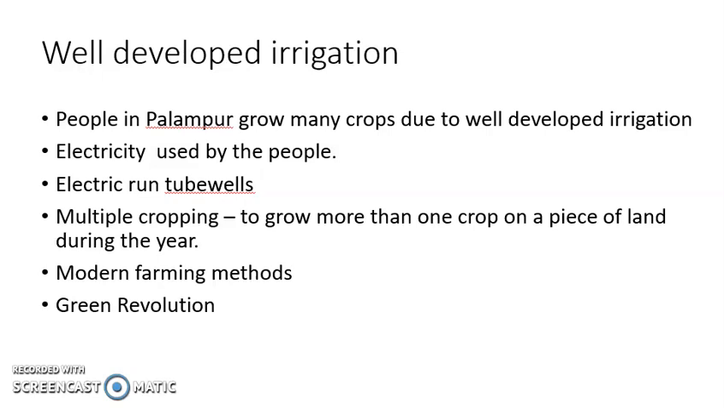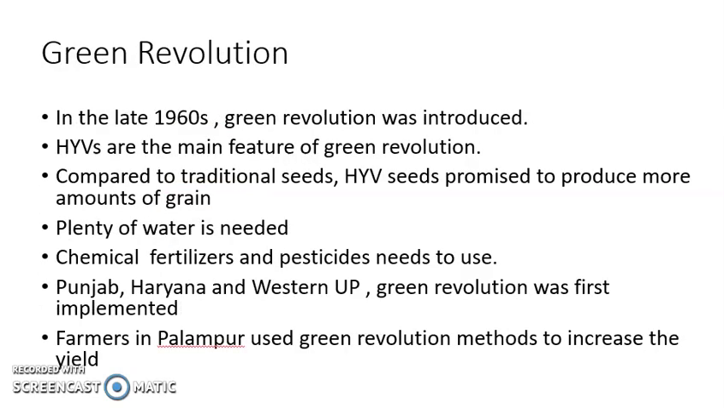Among the modern farming methods brought about by the Green Revolution, we can say that the Green Revolution was introduced in the late 1960s. One of the main features of the Green Revolution was hybrid seeds or high yielding varieties of seeds. These HYV seeds are the main feature. Compared to traditional seeds, HYV seeds can produce a greater amount of grain on one plant.